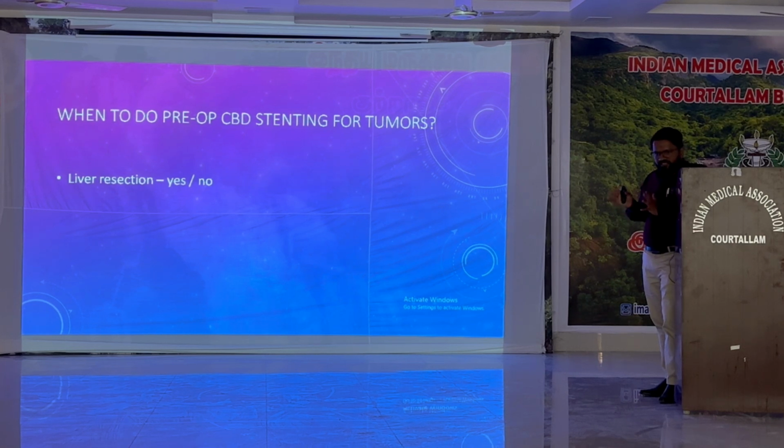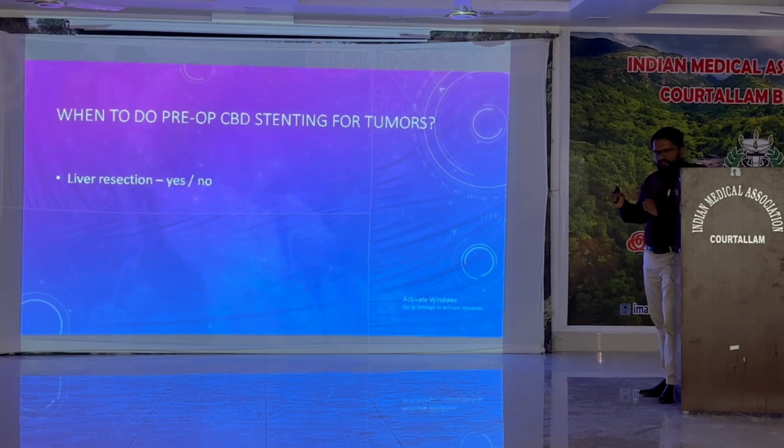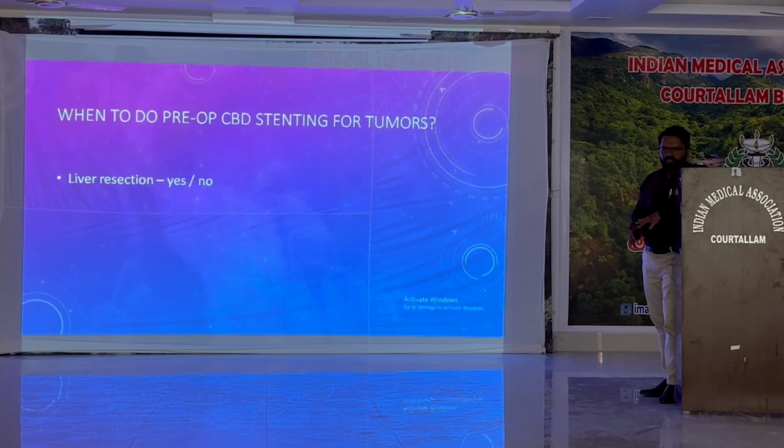Because the jaundiced liver does not regenerate very well, it does not function very well in the postoperative period. So for any liver resection, whether hilar cholangiocarcinoma, hepatocellular carcinoma, or colorectal mets, wherever we need a liver resection, we bring down the bilirubin to less than 5.